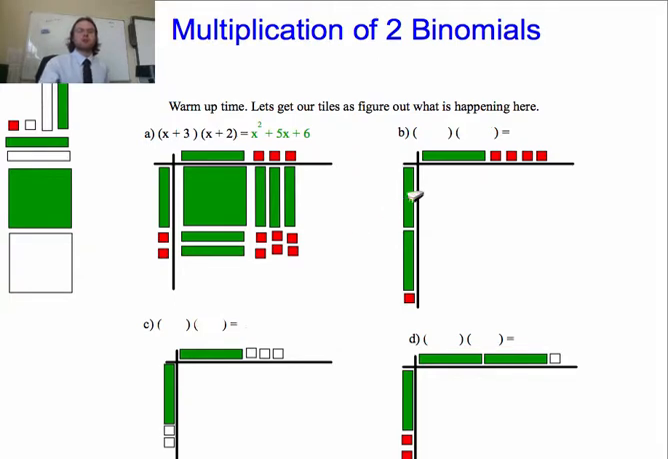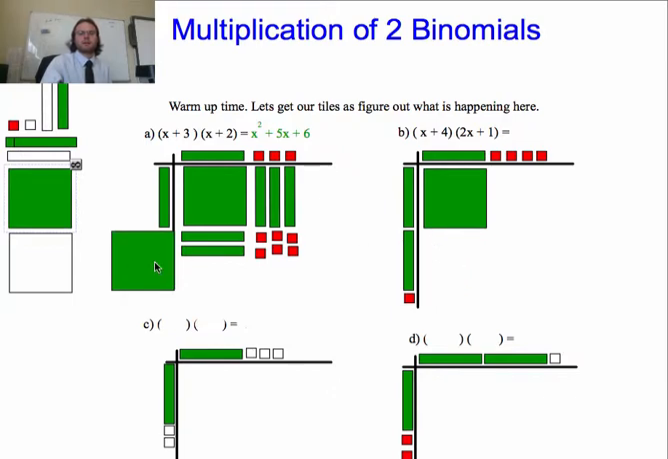Let's take a look at my next one here. I have x plus 4 multiplied by 2x plus 1. Okay, so x plus 4 on the top multiplied by 2x plus 1. So we're going to find the area or use an array. And let's figure this out. I move this here. We're going to end up getting x squared, right? x multiplied by x is x squared. Then I go x multiplied by x again to get another x squared. Okay? There's my length and there's my width.